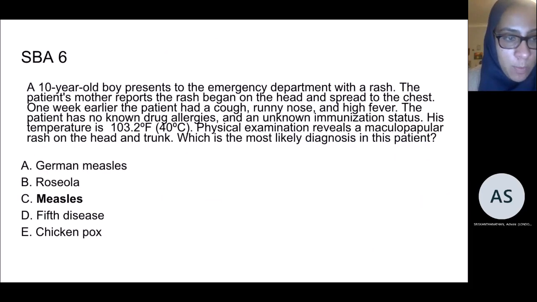So with this SBA, you can see one week earlier he had cough, runny nose, and high fever, so he had these coryzal symptoms. He then had a rash starting from the head and spreading down the rest of the body, and it's macular papular. And he still has a temperature of 40 Celsius. You get this rash concurrently with this fever.